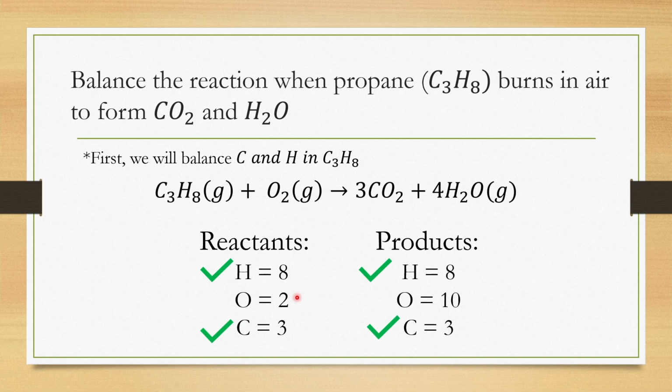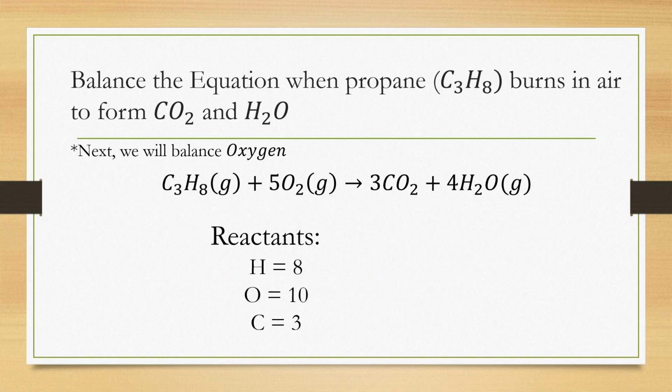As we can see here, there's 2 oxygens on the reactant side, and then there's 10 oxygens on the product side. So the easiest way to balance this is if we multiply this 2 by 5 in order to get 10. In order to do that, if we put a 5 as the coefficient in front of this O2, we'll get 10 atoms of oxygen. And I'll show that on the next slide.